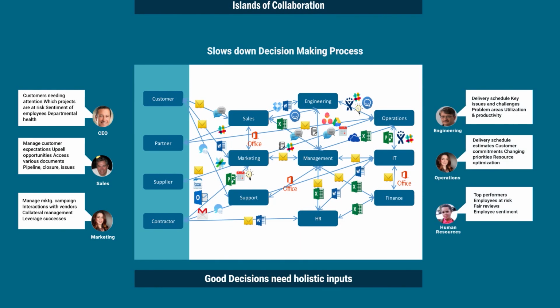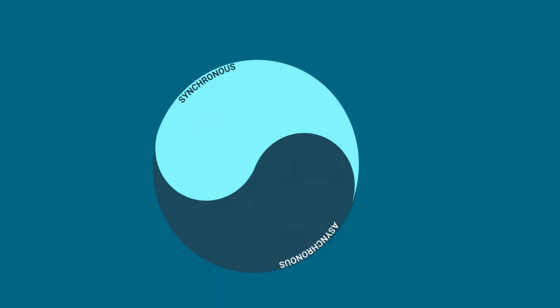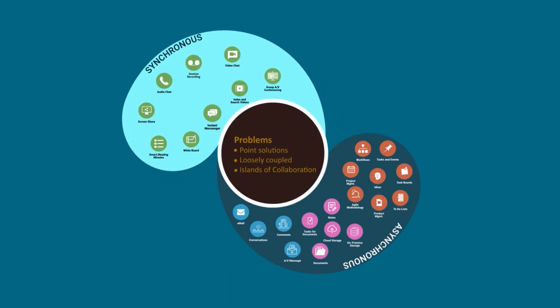Good decisions by management need holistic inputs. Islands of collaboration result in confusion and needless time spent on redundant activities. Collaboration silos slow down the decision-making process. This can be overcome when information flows smooth and integrated, providing a holistic view. Efficiency is achieved when teams are able to smoothly collaborate synchronously and asynchronously to achieve their objectives.